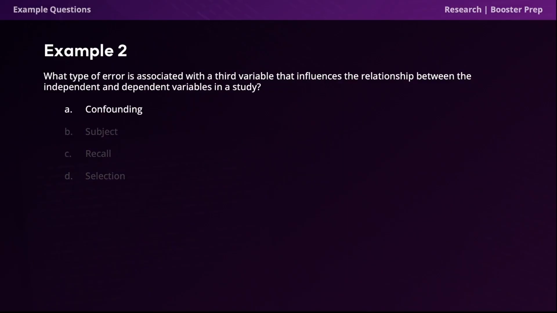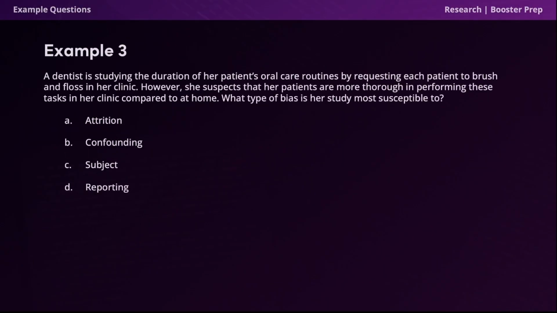So remember that confounding bias occurs when a third variable influences both the independent and dependent variables in a study, leading to a distortion of the observed relationship between them. This bias can obscure the true association between the variables of interest, making it challenging to draw accurate conclusions from the study results.